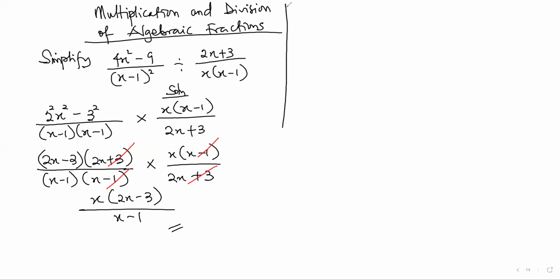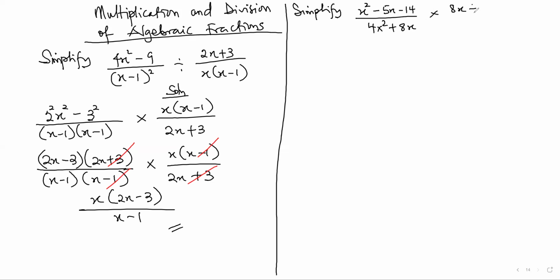Let's take another question. We have to simplify (x squared minus 5x minus 14) divided by (4x squared plus 8x), times (8x plus 56) divided by (x squared minus 49).